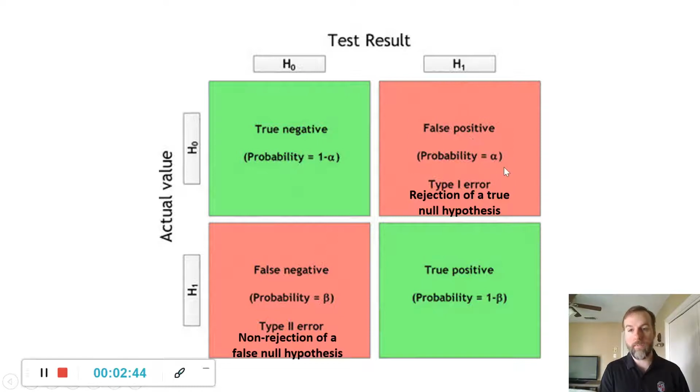And this is represented by alpha. So we typically set alpha to 0.05. And that means there's a 5% chance that we're going to make a type 1 error, or we reject a true null hypothesis. So we're saying, yes, there's a significant difference, when in reality there is not a significant difference. The other mistake we can make is a false negative, and this is represented by beta, and we typically look at power, which is 1 minus beta. But we're not so much going to worry about that. That one definitely gets more complicated, but today we'll focus on false positives.